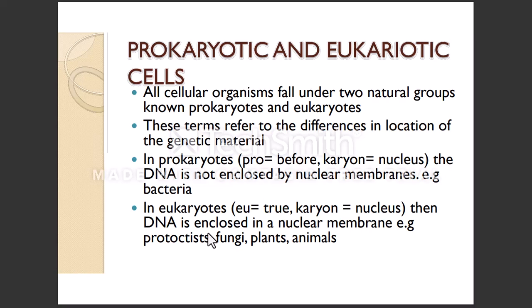Now, cells are classified into two types. We have the prokaryotic cells and the eukaryotic cells. Prokaryotic cells are those cells whose nucleus lies naked in the cytoplasm, while eukaryotic cells are those whose nucleus is enclosed by a membrane. So they have a membrane-bound nucleus. That is what we mean by eukaryotic. The word "eu" means true, and karyotic means nucleus, so they have a true nucleus.